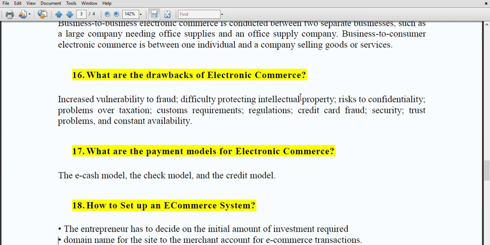Then the next question is, what are the payment models for electronic commerce? The e-cash model, check model, and credit card model are some models for electronic commerce.